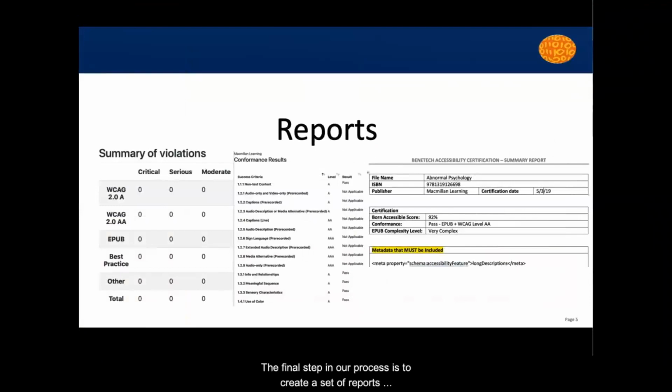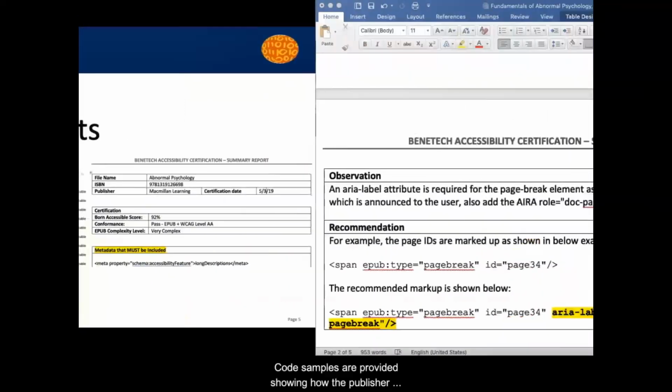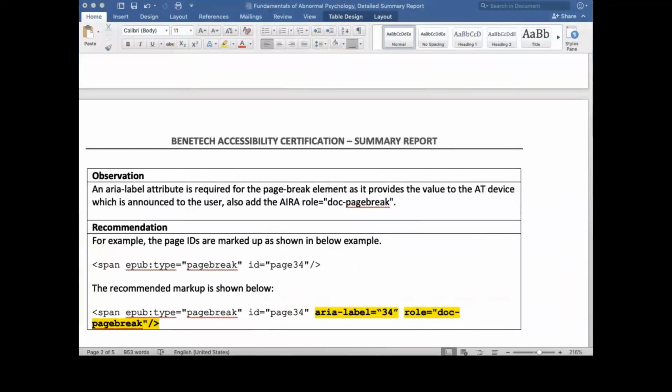The final step in our process is to create a set of reports, including those from ACE, SMART, and our own detailed report of all of our findings. Our detailed report highlights items that were done correctly and goes into great detail for all issues we observed. Code samples are provided showing how the publisher could remediate the issues found.